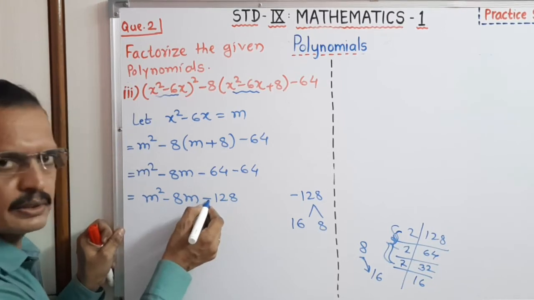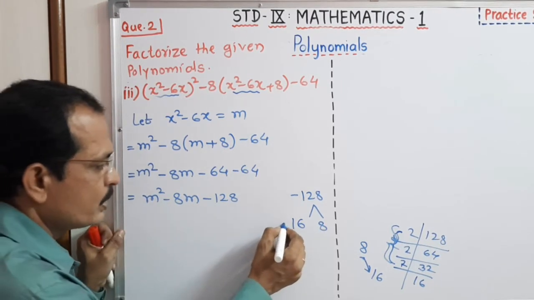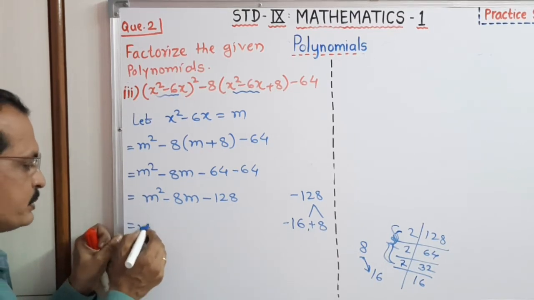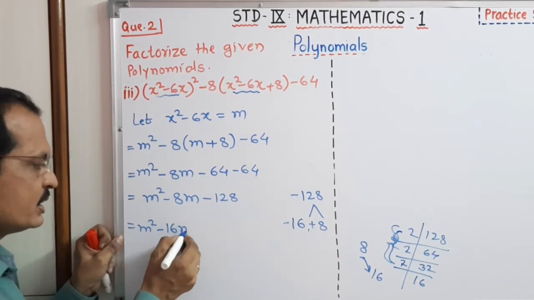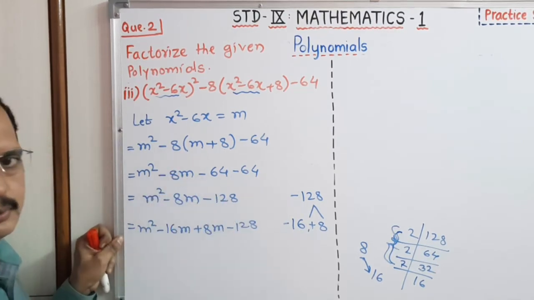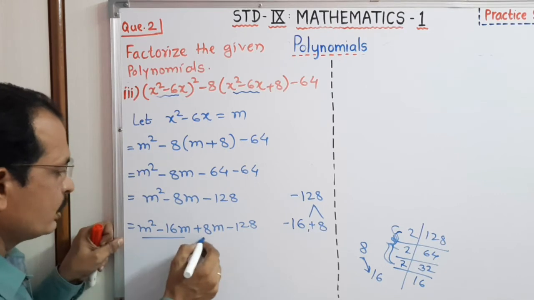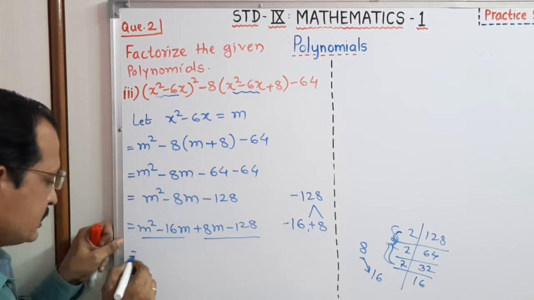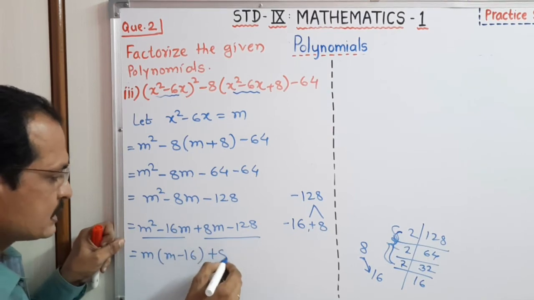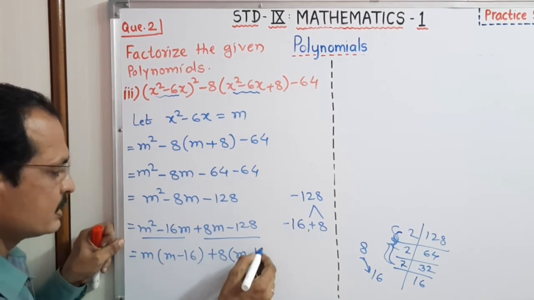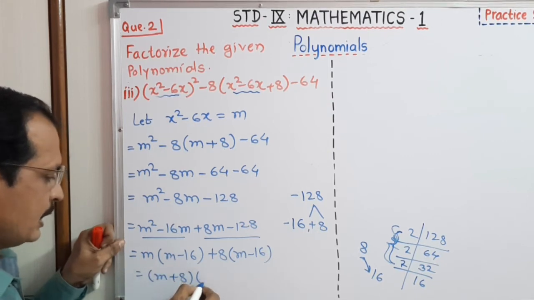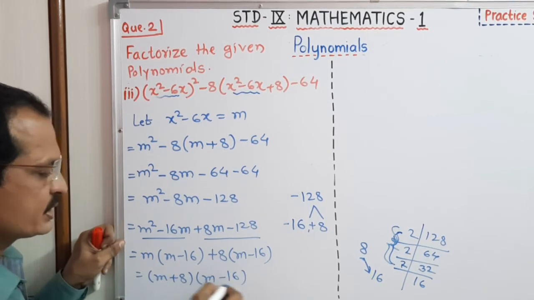Here it is minus, then we have to give the minus sign to the bigger one and plus to the smaller. Now here we can write m square minus 16m plus 8m minus 128. Now take out the common. Here it is m minus 16 plus 8, here it is m minus 16. Now m plus 8 into m minus 16.